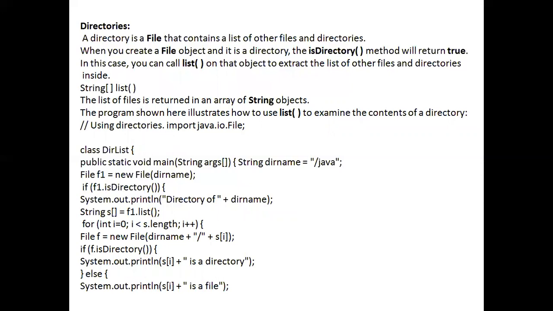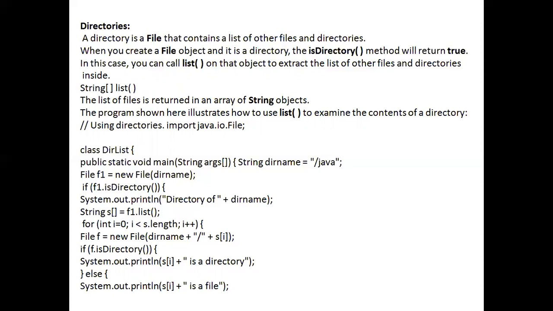Coming to the directory. A directory is a file that contains the list of other files and directories. So a directory is nothing but a group of files. When we create a file object that is a directory, the isDirectory method will return true. In this case, we will call list on that object to extract the list of other files and directories inside. String[] list: the list of files is returned in an array of string objects. So the list of files is going to be returned by using the method list.